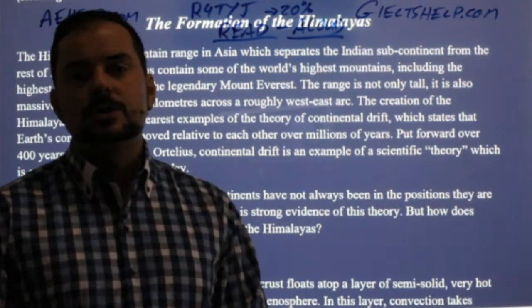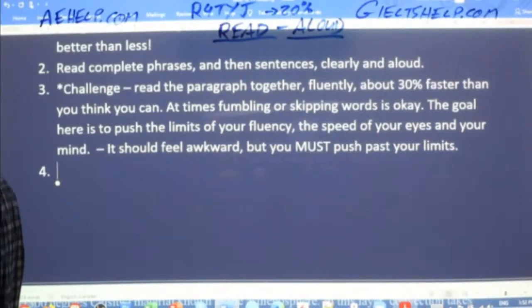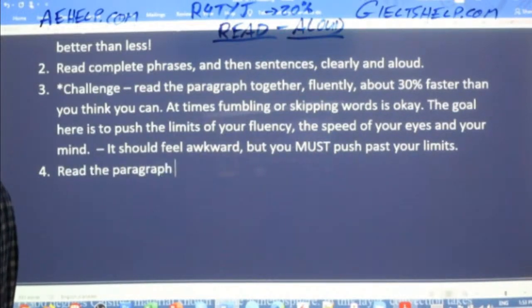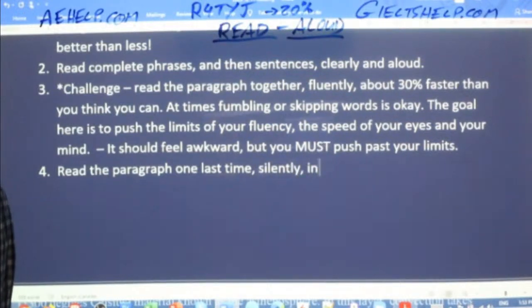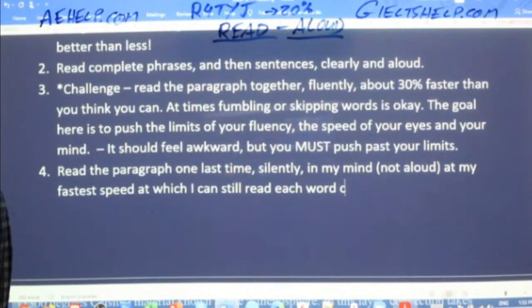Now, what I would do here as my fourth step, okay, is read the paragraph one last time silently in my mind, not aloud, at my fastest speed, at which I can still read each word clearly.